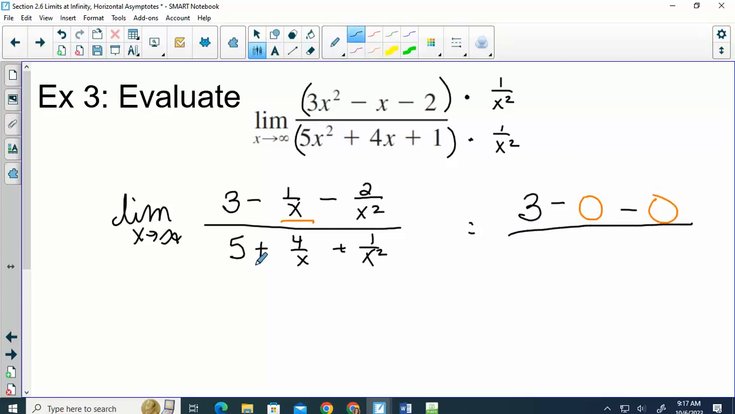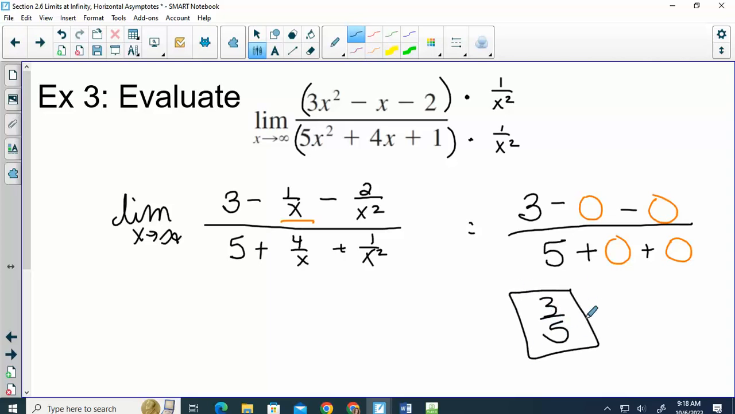Okay, the bottom, 5 will just be 5. Plus, what would 4 over infinity go to? 0. Plus, what would 1 over infinity squared go to? And we get 3 over 5. So it turns out if you have a number divided by infinity, it doesn't matter what the number is, it doesn't matter what the power of infinity is. Anytime you have a number over infinity, it's going to go to 0.